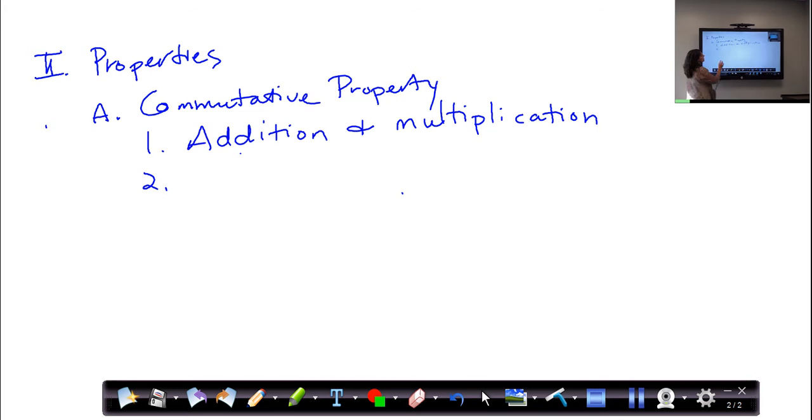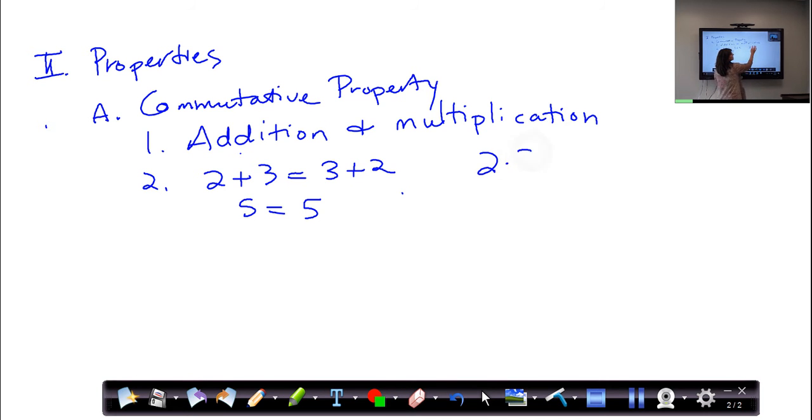And what the commutative property does is it says, say, for instance, I can take a 2 plus a 3, I'll get a 5. Or I could flip it around and call it a 3 plus a 2, I'll still get a 5. So the commutative property of addition says it doesn't matter the order that you add, you're going to get the same result. With multiplication, it says I can take a 2 times a 3, which is a 6, and I can flip it around and call it a 3 times a 2, which is also a 6.